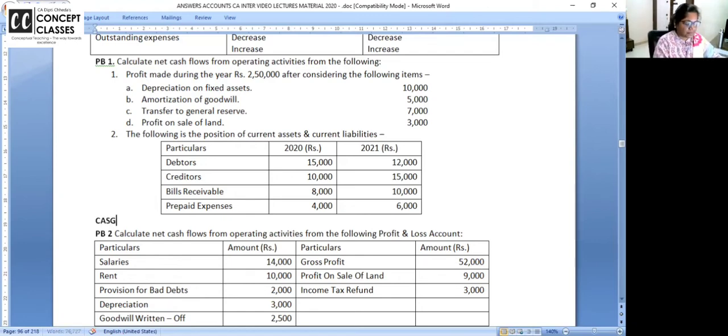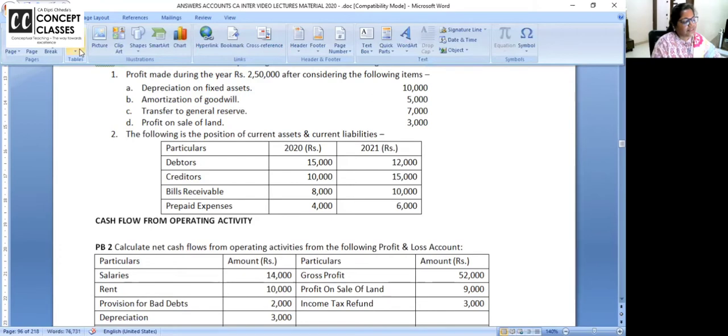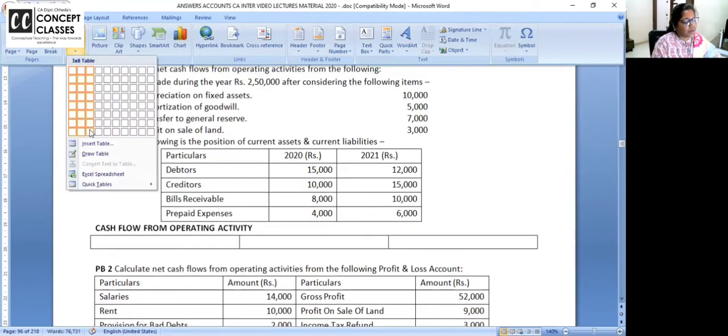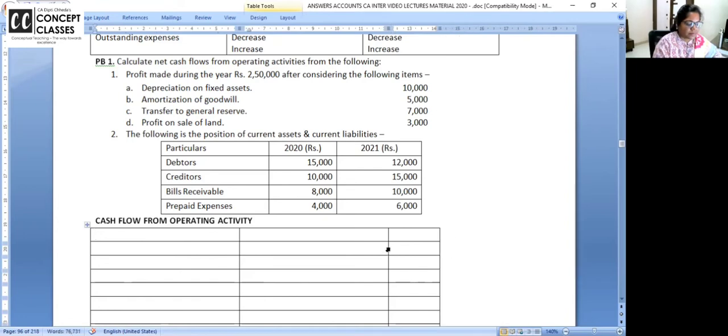Cash flow from operating activity. Cash flow from operating activity. And whenever we prepare a statement, it's particulars and amount and amount. Nice. Particulars, amount. Chalo, let us start. Net profit.